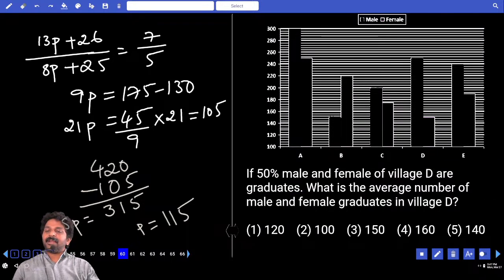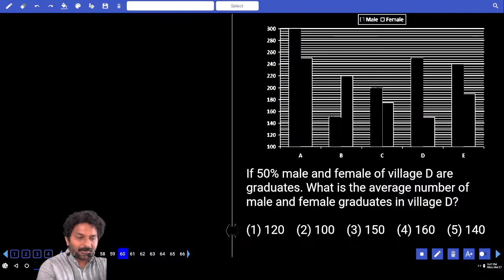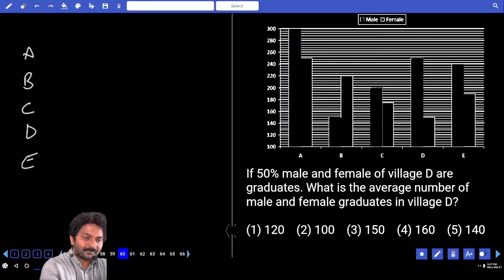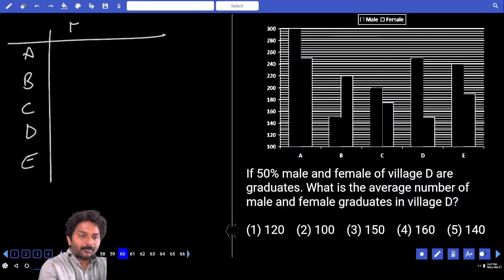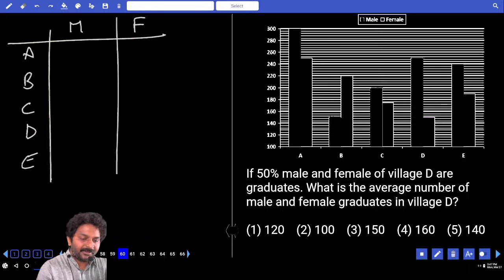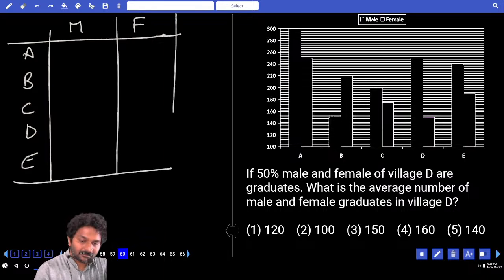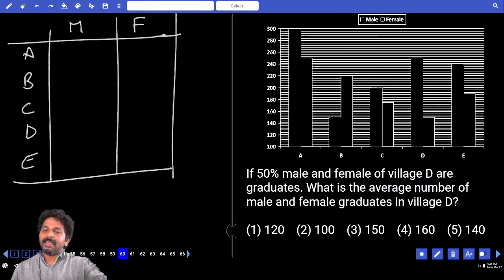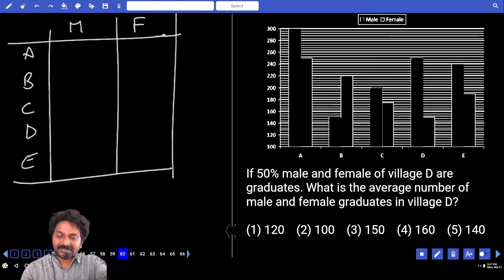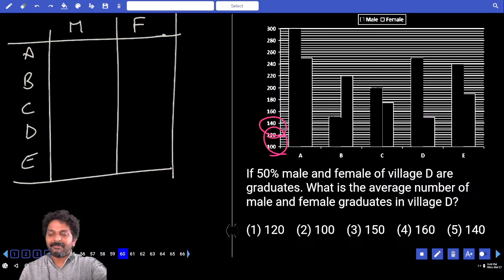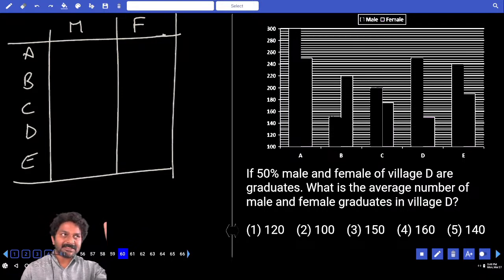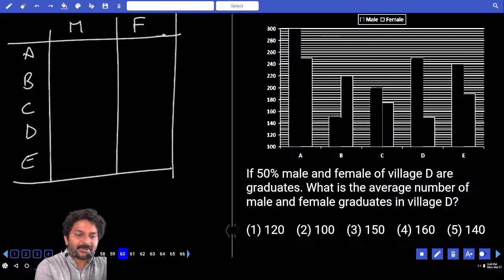So first, what is required? Villages A, B, C, D, E, male and then female. Right, in A, first read this. 100, 120, 120, 140. How much gap do we have? 20. How many lines are there? 5. Then each line is 4. First one: male, 300.